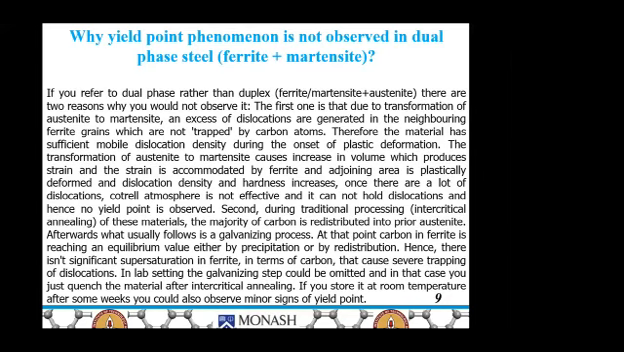Afterwards, what usually follows is the galvanizing process. At that point, carbon in ferrite is reaching an equilibrium value either by precipitation or redistribution. Hence, there is not significant supersaturation of carbon in ferrite, and carbon is what is responsible for trapping of dislocations. In a lab setting, the galvanizing step won't be there. So in that case, you just quench the material after intercritical annealing, and if you store it at room temperature after some weeks, you could also observe some minor signs of yield point phenomena. But generally, in industrially processed dual phase steel, there won't be any yield point phenomena.